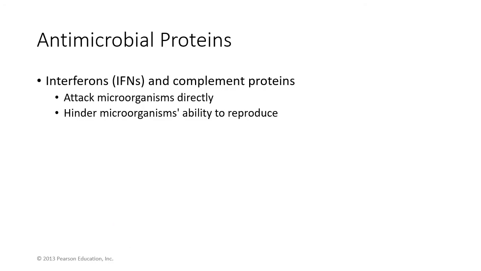Now, antimicrobial proteins. We talked about the cells in the second line of defense. Now we're going to talk about the proteins. The first one is called interferon. Interferon is a protein that is produced by certain populations of cells in the body, and the second antimicrobial protein is called complement. These proteins actually attack microorganisms directly. And remember, they're not living, they're just proteins, so it's a way of kind of marking them. They're able to hinder the microorganism's ability to reproduce. So that's generally what they do.